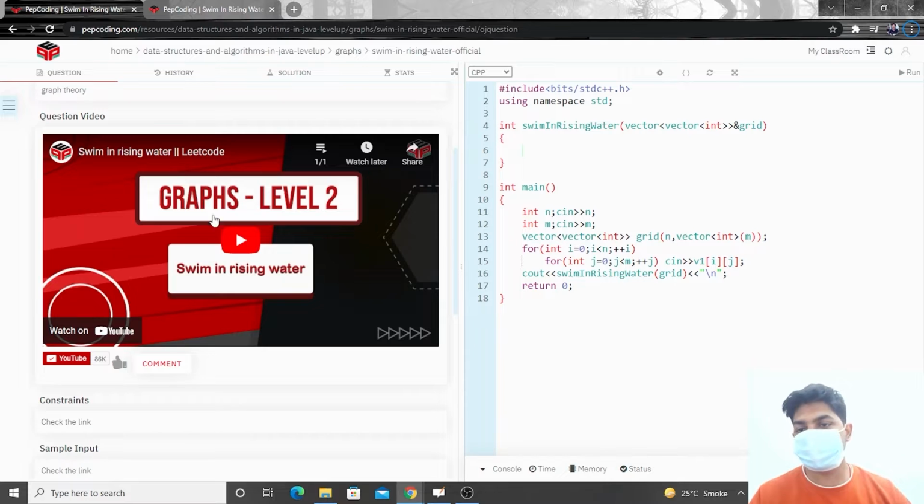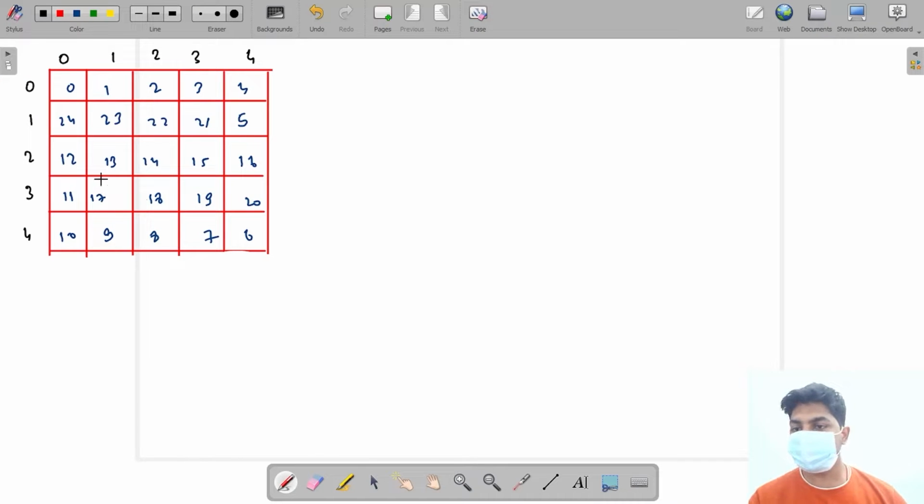Hi guys, so in this video we will be solving this problem, swim in rising water. So first let's understand what the problem says. In the problem we will be given a grid. It is water, meaning we can swim in this grid, and we will be initially at the 0, 0 location, and our target will be the bottommost and rightmost cell. We have to reach this cell by swimming across this pool or whatever you want to call the grid.